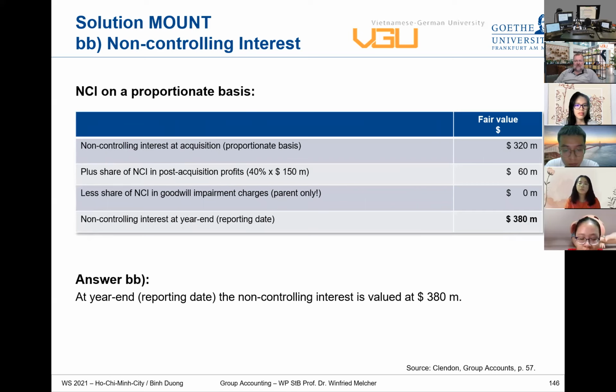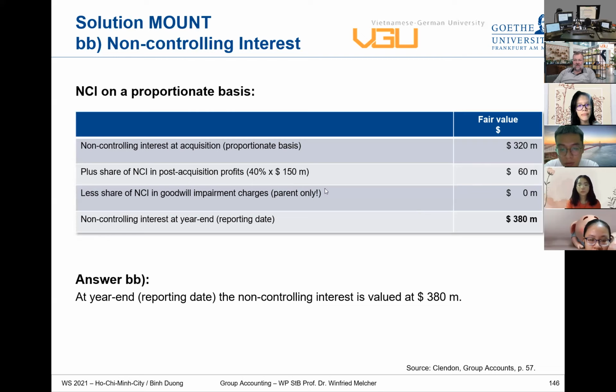Well, it does not matter whether you take the proportionate basis or the fair value basis. There is a right included in the share. So if you own a share, you have the right to participate in the profits of the company. So the post-acquisition profits will go by 40% to the NCI. So that is the same thing as in the fair value method.